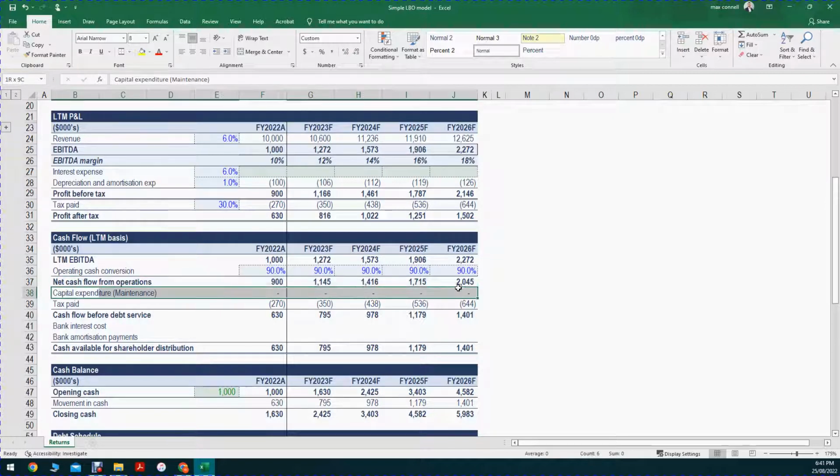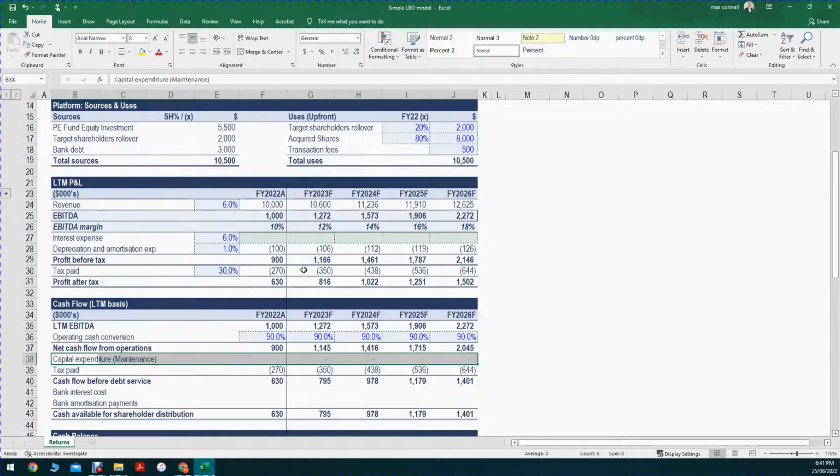Now, Capex is a balance sheet item. It's not going to be in your P&L because when you pay for property, plant, and equipment, for example, the journal is debit PP&E, which is an asset, and credit cash. So it's never going to hit your P&L. It's only going to hit your balance sheet. But we do need to factor it into cash flow because it does come out of cash.